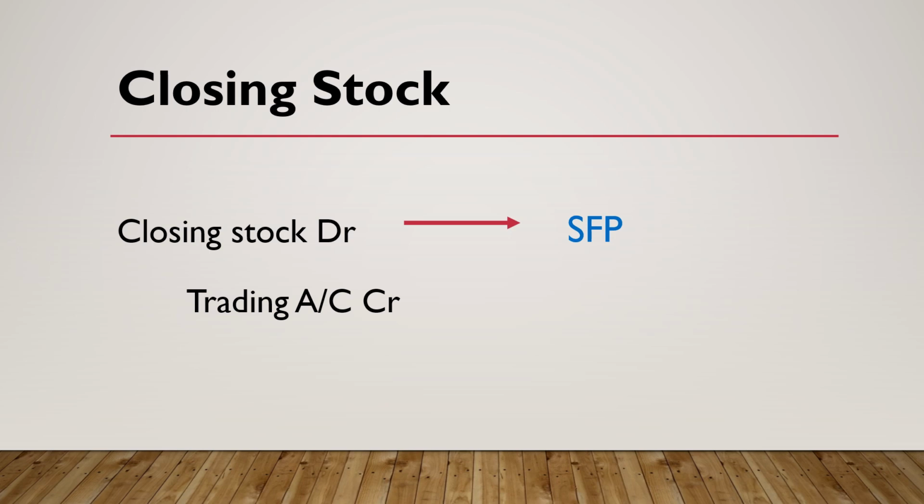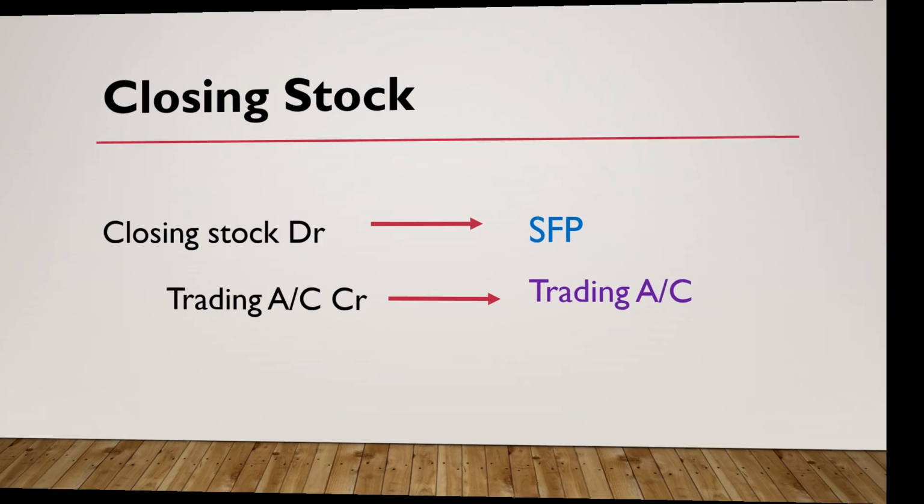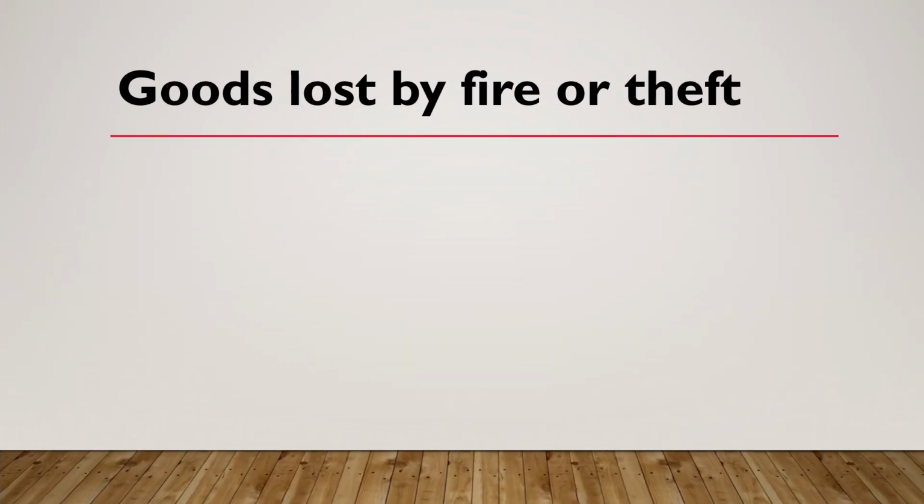You can remember that under the current assets, the first one is the closing inventory balance. Then the credit entry goes to the trading account. You can remember that when we are calculating the cost of sales, we deduct the closing stock balance. Now let's see how we are going to account if there are goods lost by fire or theft.